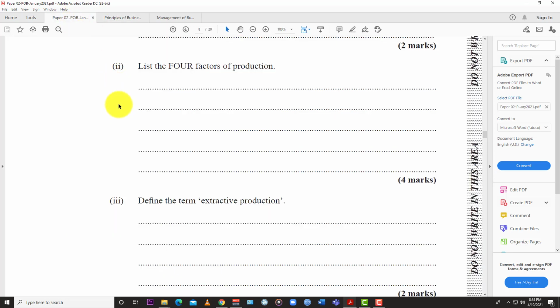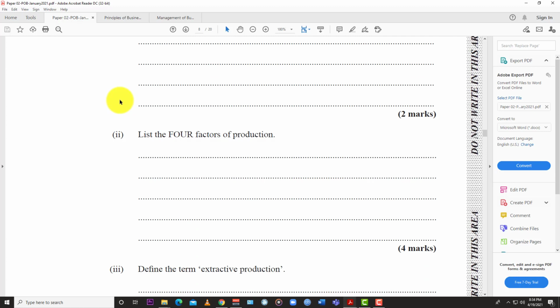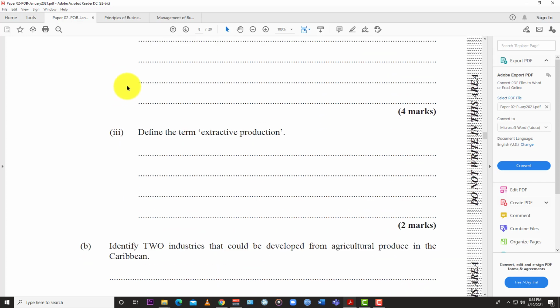They ask you to list them, not define them, so you just list them 1, 2, 3, 4, and easy like that. You have 6 marks out of the 20. We're almost there. Then part 3, define the term extractive production.